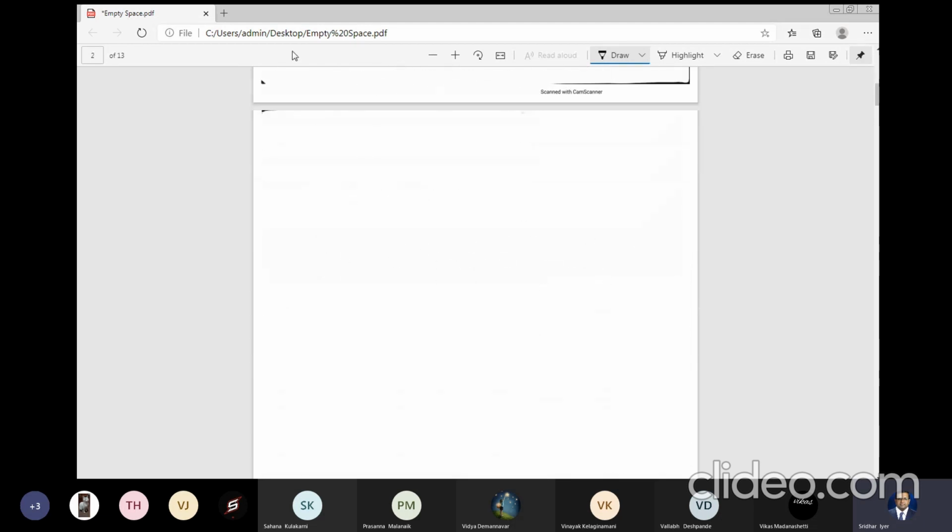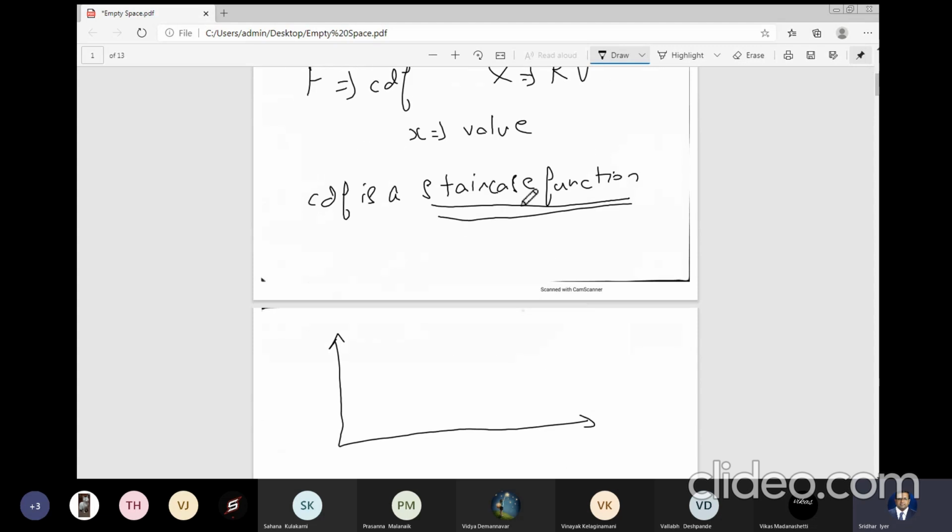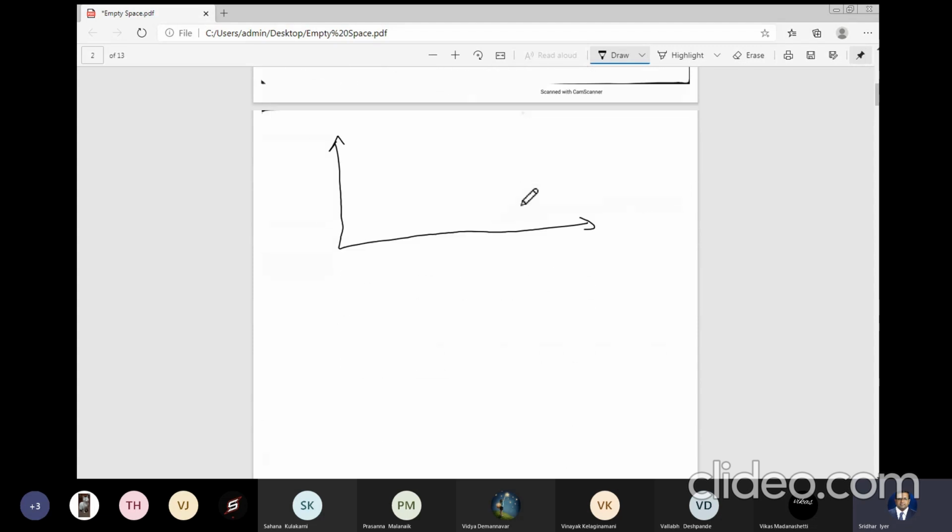Okay, so if you pay attention to the graph, you will really understand what CDF tells you. And if you remember, I had told you that CDF is a staircase function, which I have written here. And I had asked you to find out why it is a staircase function. I'm assuming that you have done that. If not, this will give you the answer.